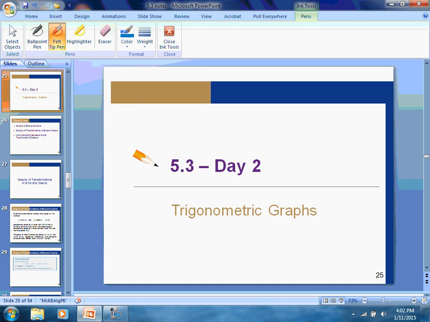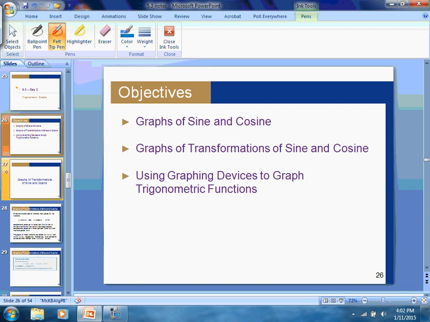And today we're going to continue talking about sine and cosine graphs. And we're going to focus more on a couple of the factors that affect the transformations of a sine and a cosine graph.